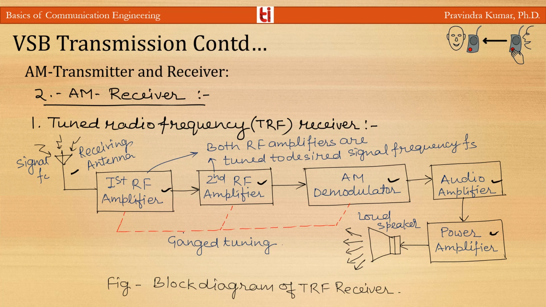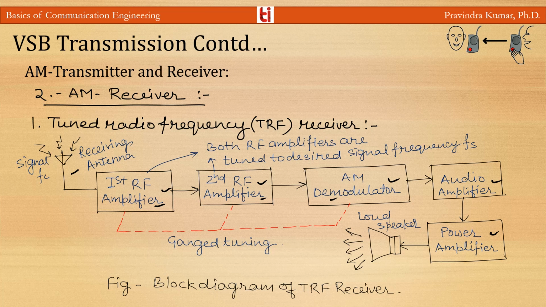Tuning means we adjust the resonant frequency of the tuned circuit equal to the desired frequency. Ganged tuning means simultaneous tuning of a tuned circuit in all RF amplifier stages using a gang capacitor. So we are using a gang capacitor for the amplifier stages and the demodulator stage.